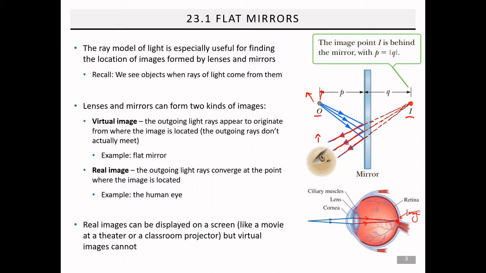One of the reasons we make this distinction is because real images can actually be displayed on a screen, like in a movie theater or a classroom projector. If we were in the classroom, I would point at the screen. The projector is projecting a real image onto the screen. Virtual images, on the other hand, cannot be projected on a screen, but they're also very important, and we'll see why in the next couple lectures.